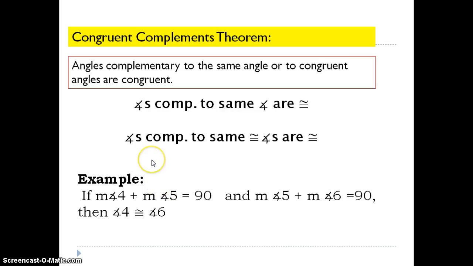Try plugging in numbers to help you. Let's say 4 is 30 and 5 is 60. Well, if 5 is 60, then 6 would have to be 30 in order to add up to 90. So that's how you can see that 4 and 6 would be congruent.